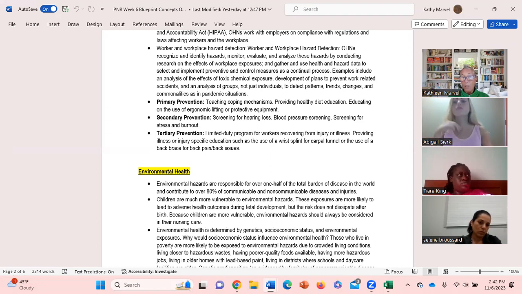Do they need a back brace? Do they need a different desk setup? So would that be secondary or tertiary? That'd be tertiary. If they've had surgery, they've had the condition, they've had the illness or injury, and they're coming back in, part of the occupational health nurse's role is making sure that employee is prepared to come back to work, either limited duty or full duty.